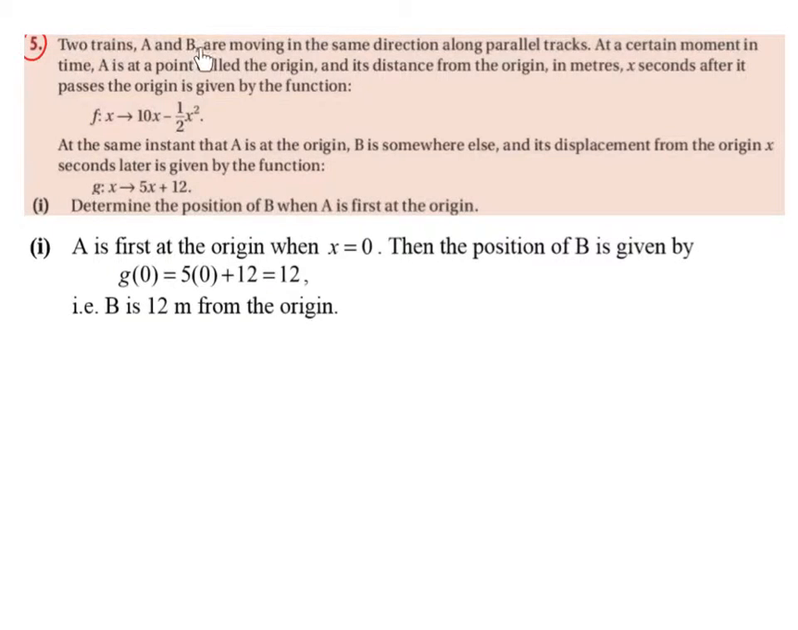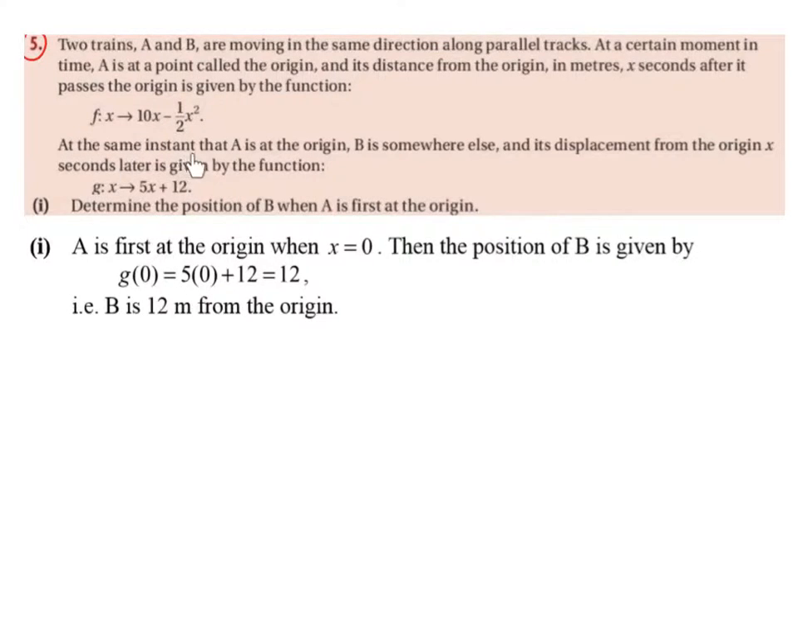Two trains, A and B, are moving in the same direction along parallel tracks. At a certain moment in time, A is at a point called the origin, and its distance from the origin in meters, x seconds after it passes the origin, is given by the function f of x maps to 10x minus a half x squared.